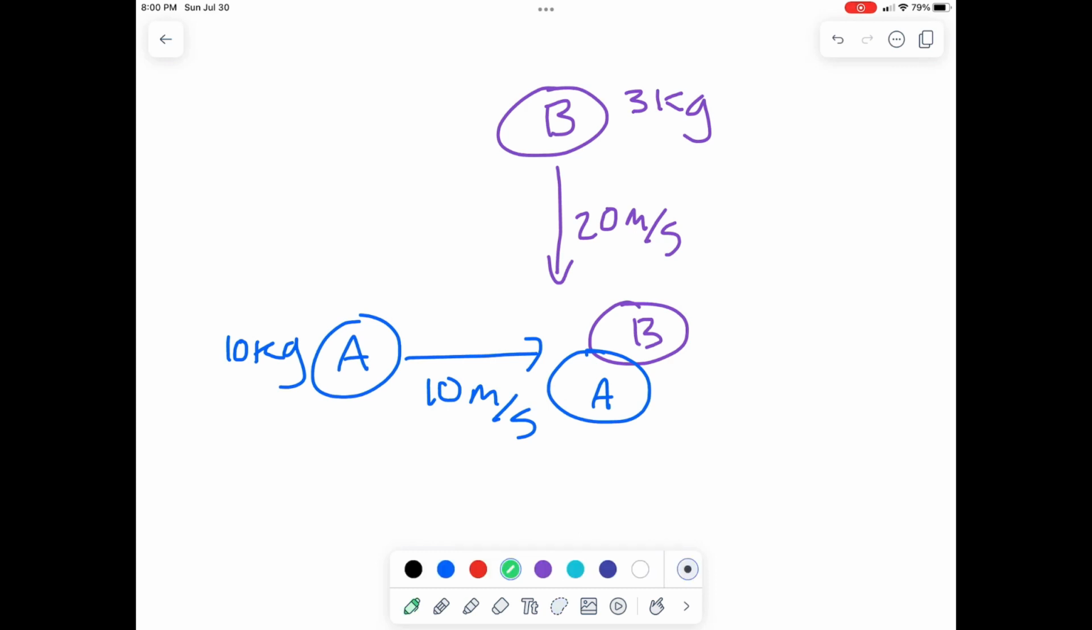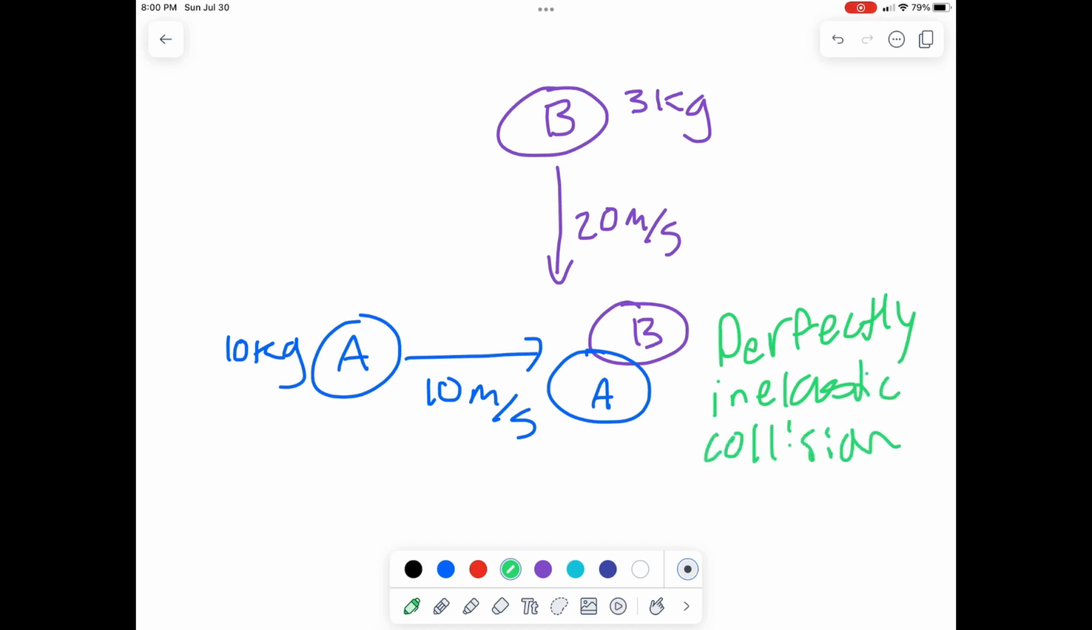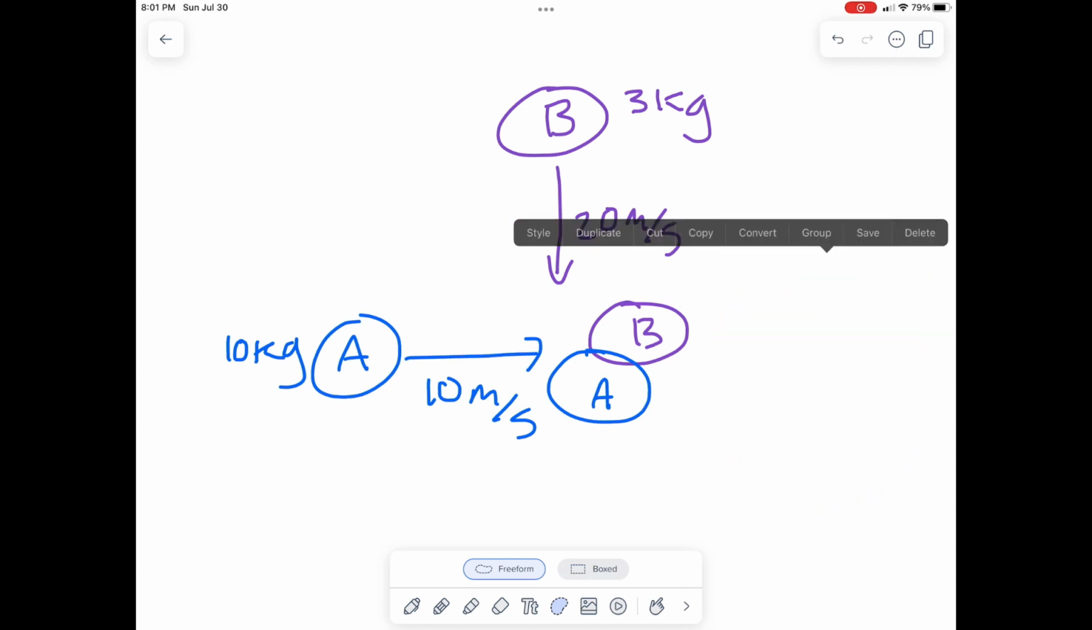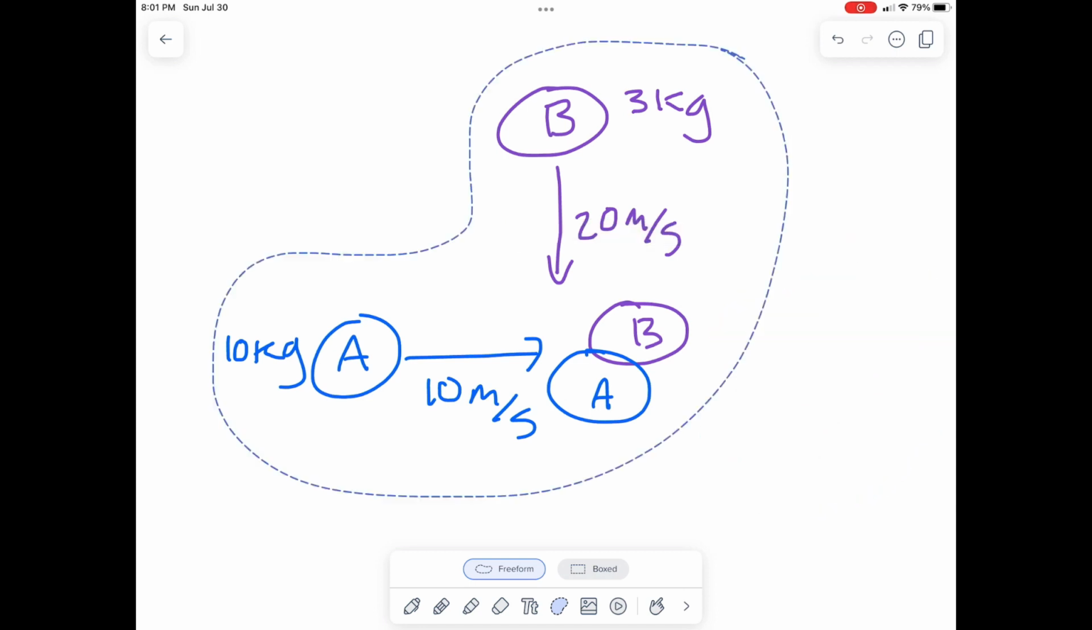So something to notice about this situation, when we have two blocks colliding and sticking together, this is a perfectly inelastic collision. Okay, so that's not too important to our problem, but it's good to know what this type of collision is called. Okay, so now let's get started solving our problem.